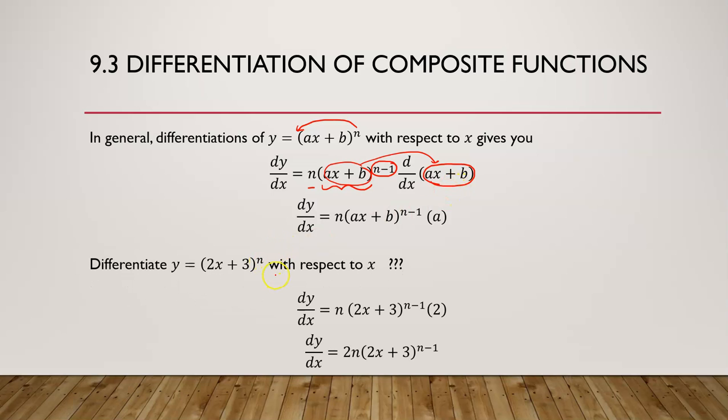All right. So the previous question, (2x plus 3) power of n, so n will bring in front, and then rewrite the one in the bracket, power will be n minus 1. And then you differentiate inside the bracket, you get 2. So we rearrange the expression, so we have 2n(2x plus 3) power n minus 1.